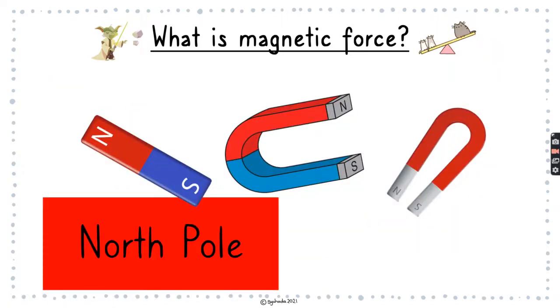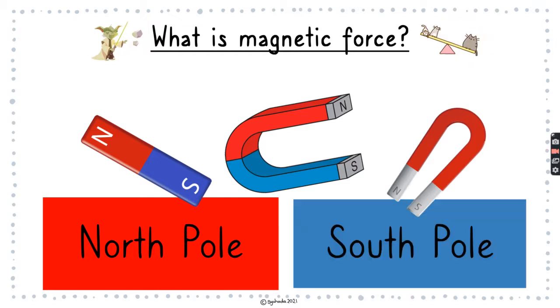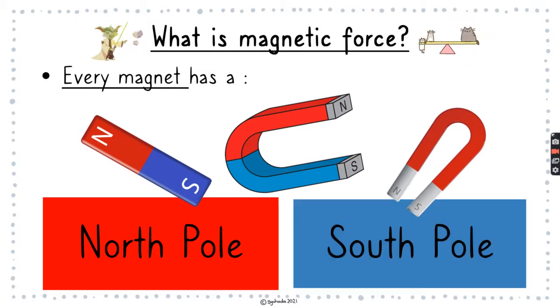Magnetic objects always have a north pole and a south pole. So every magnet has this. They always have at least one side that is north and the other side would be south. It really depends on which part it is, in which direction we're looking at. So we have a north and a south here as well. Sometimes it's not even labeled.